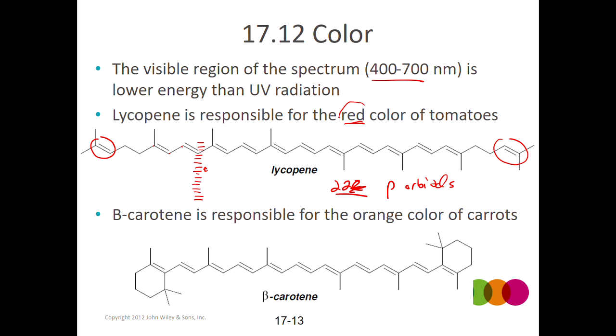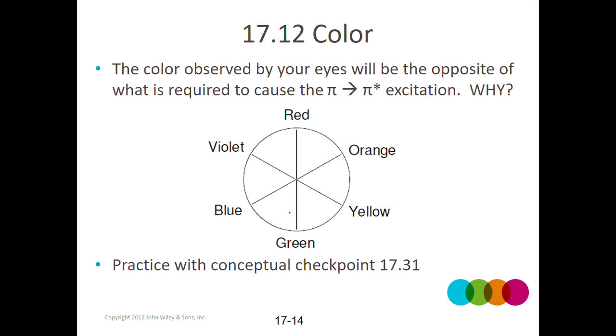So if I see a red color, does that mean it's absorbing red light? The answer is no. So you have to remember, the light that's absorbed is not reflected into your eyes. When you see a red color, it's because the red is not absorbed, but the other color, like green, is absorbed. You can think about the color wheel. Red and green are on opposite sides.